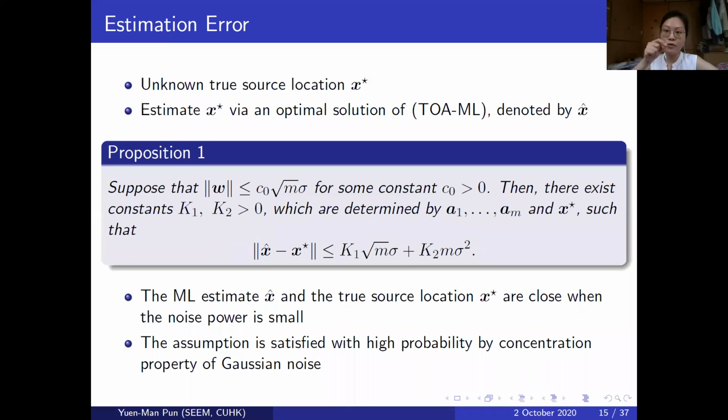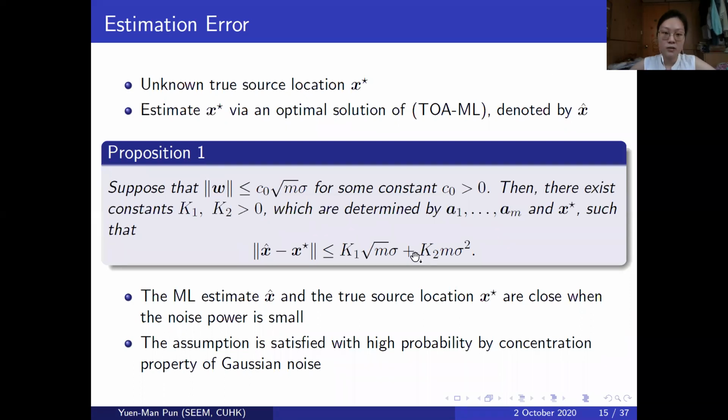To be careful, x hat may not be the same as x star, because we just use some noisy measurements to estimate the location, and the ML function of TOA localization is actually NP-hard. So we use this to estimate it, and we say that the estimate x hat is very close to the true source location x star.